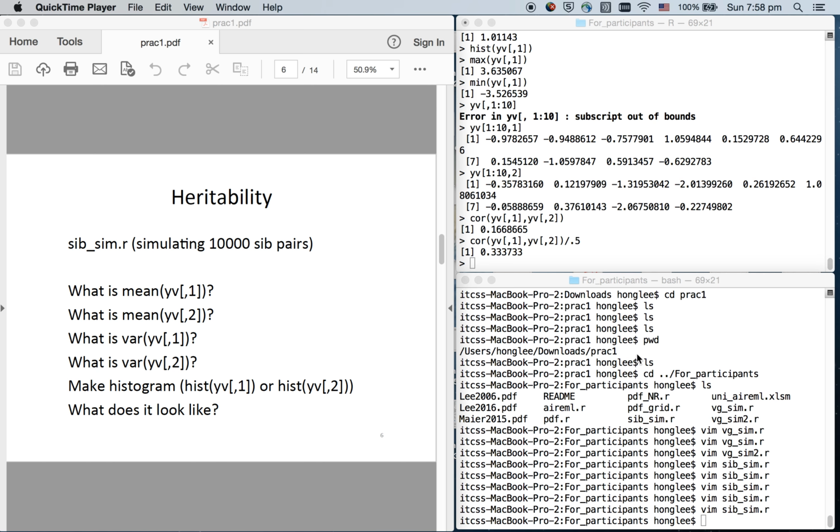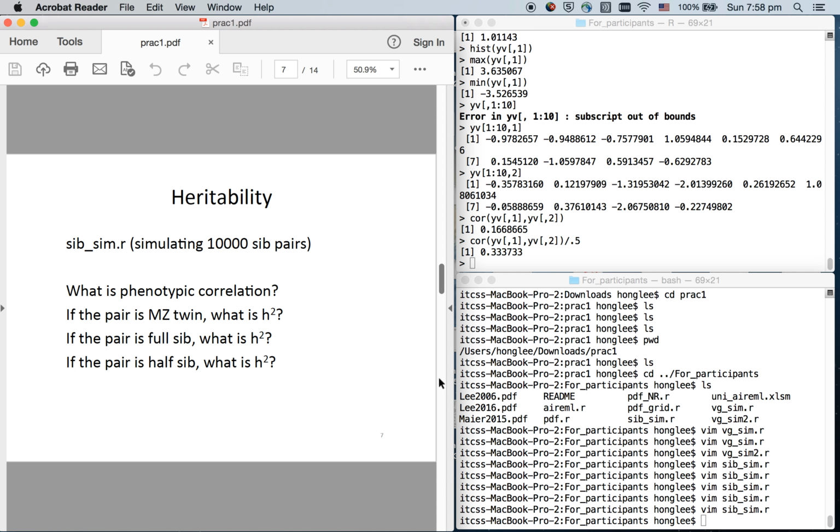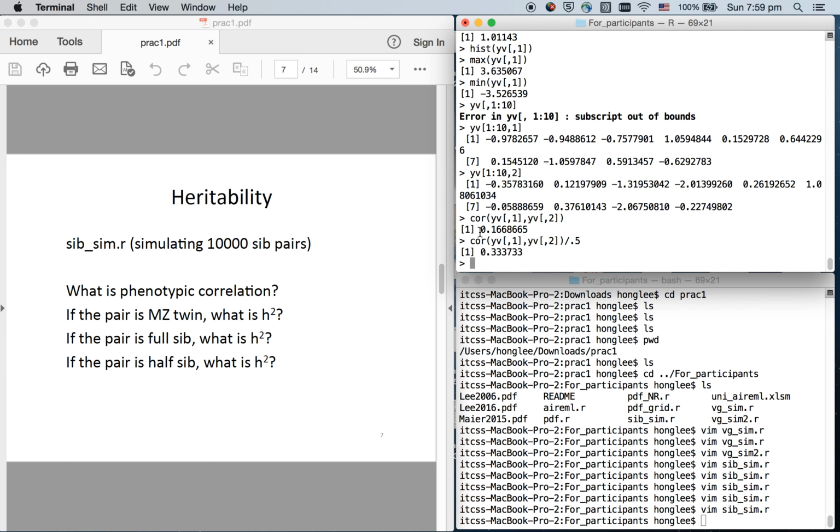Okay, I hope now you are confident in how to estimate heritability from a full sib design. So we can go next. In this case, the question is simple. You get the phenotypic correlation around 0.166.